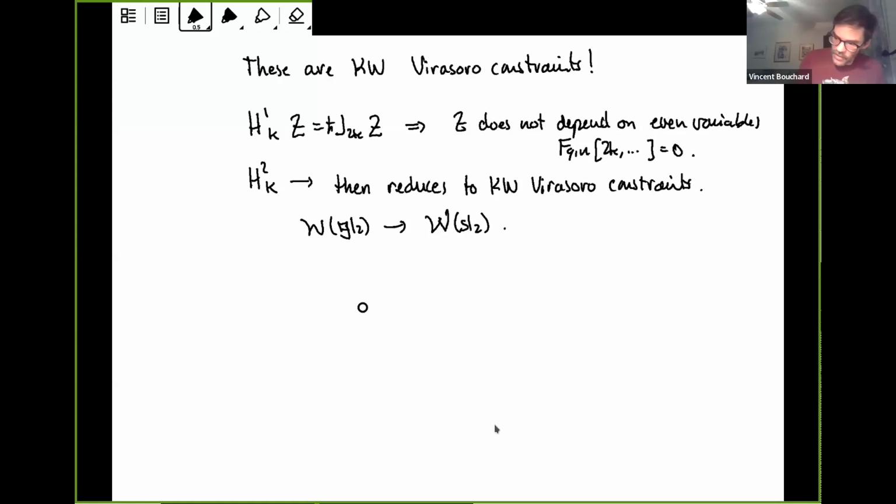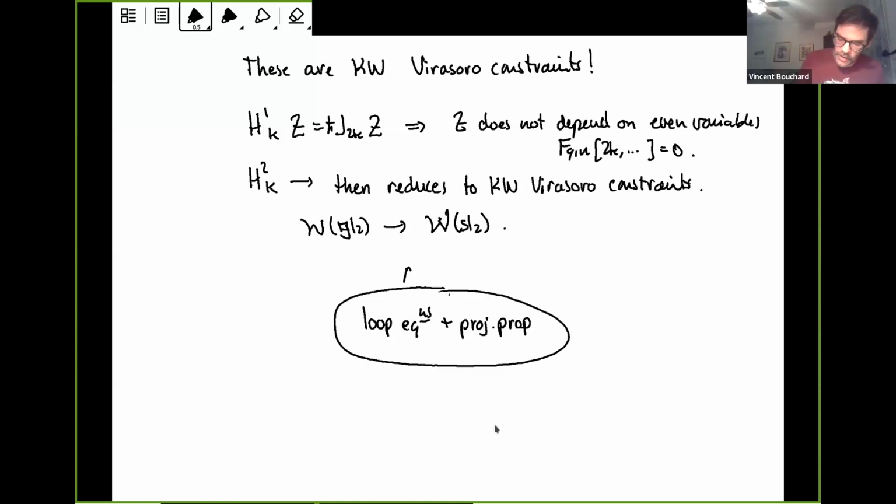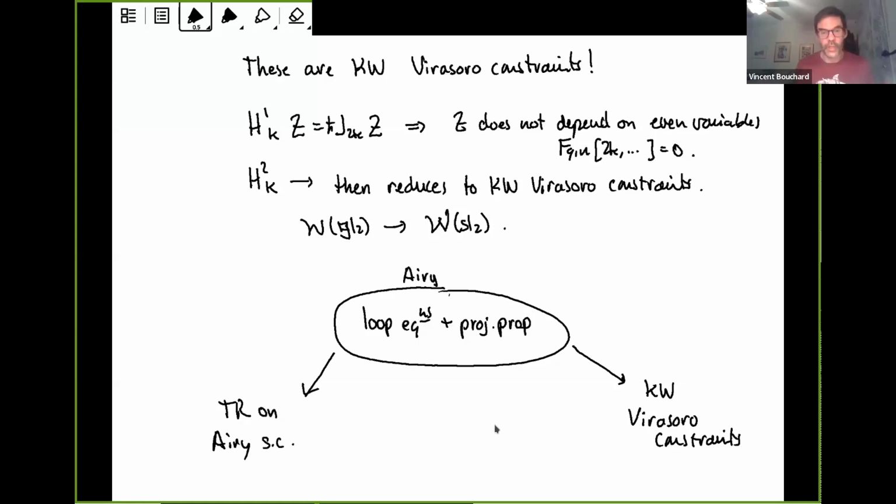Okay, so anyway, what did we get here? So what we got is that the loop equation plus the projection property, if you do that on the Airy spectral curve, on the one hand, you get the Kontsevich-Witten-Virasoro constraints. This is the Airy structure construction. On the other hand, you get topological recursion on the Airy spectral curve. And now we know that the two are the same, because they are both constructing the unique solution of the loop equation that satisfies the projection. That's the bridge between the two constructions. And that explains why they're both calculating intersection numbers. It's the same F_g,n. That's why I use the same letter.